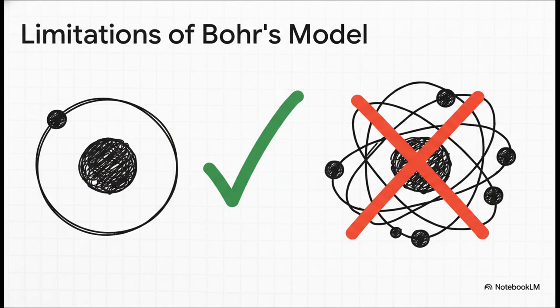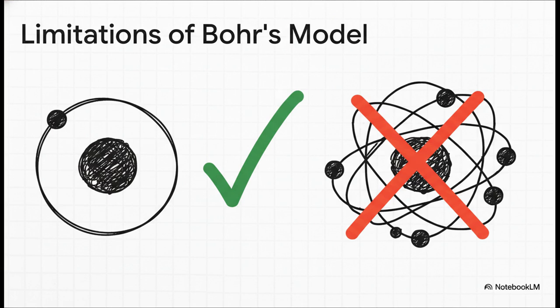But the detective story wasn't over, not by a long shot. Bohr's model was an absolute breakthrough, but it was still incomplete. I mean, it worked perfectly for hydrogen, which only has one electron. But as soon as you tried it on more complex atoms, the whole thing just fell apart.